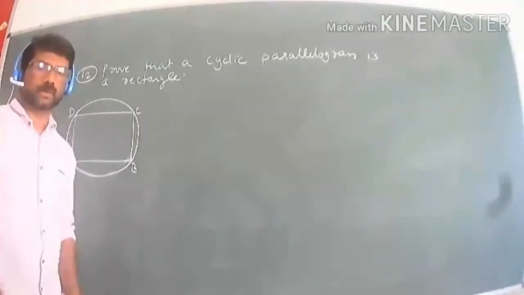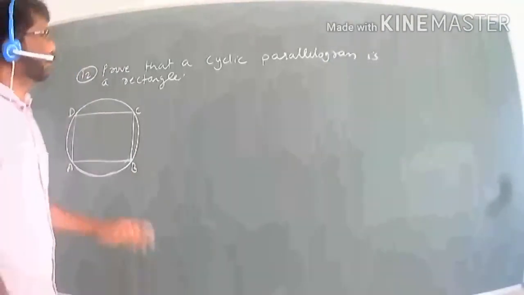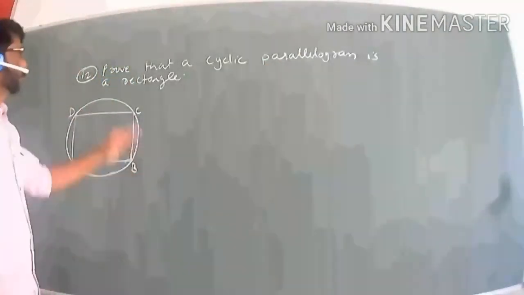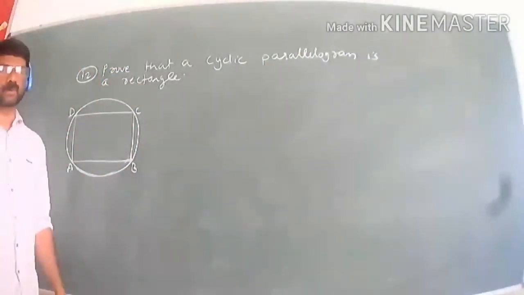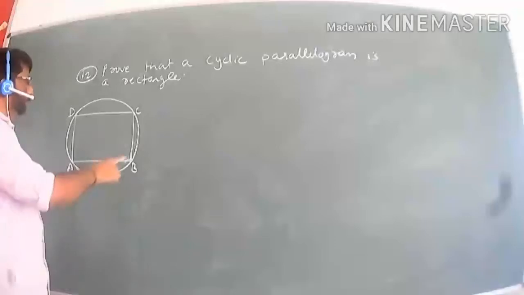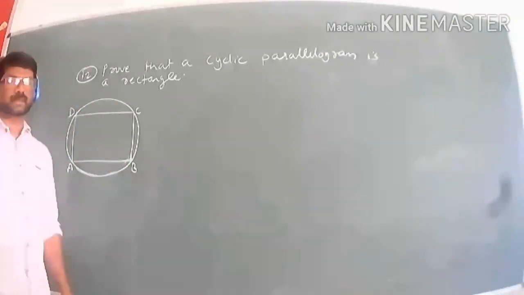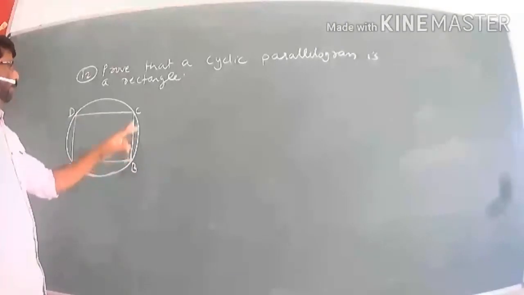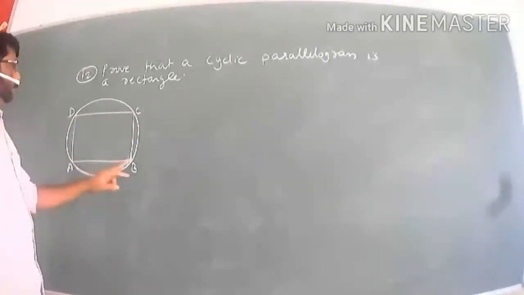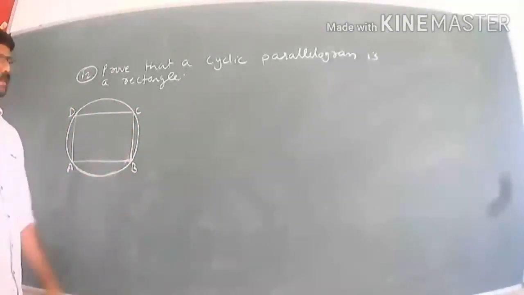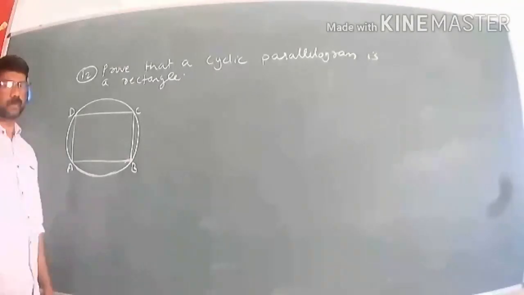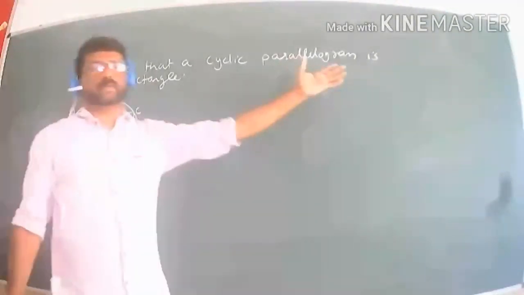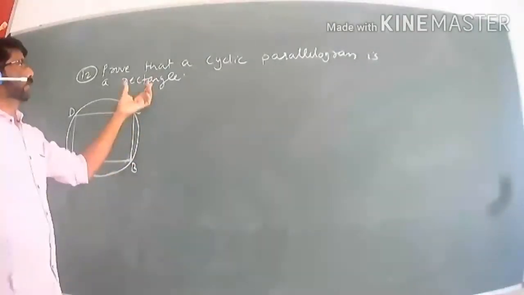So the last question of that exercise, the 12th question, is: prove that a cyclic parallelogram is a rectangle. So a cyclic parallelogram is given inside a circle. A, B, C, D are the vertices of the parallelogram. So these points touch the boundary of the circle. So ABCD is a cyclic parallelogram. We have to prove that it is a rectangle. Already it is given that it is a parallelogram. We have to prove that it is a rectangle.